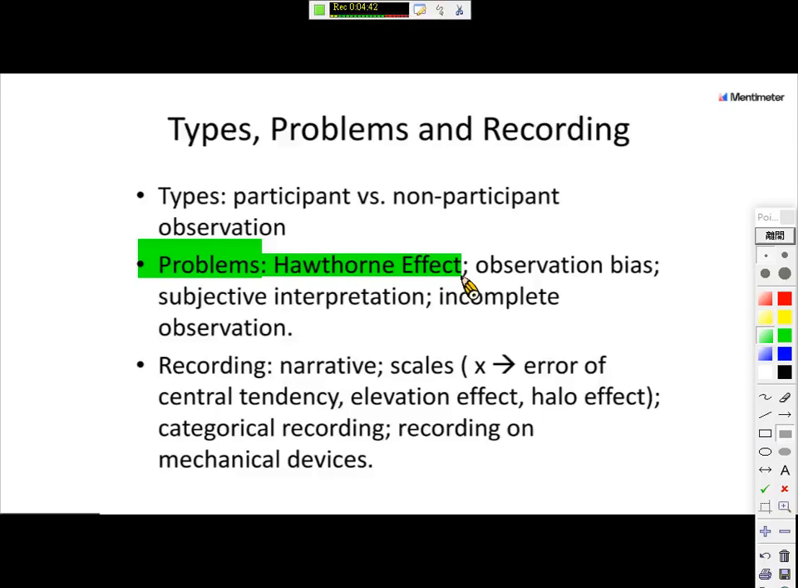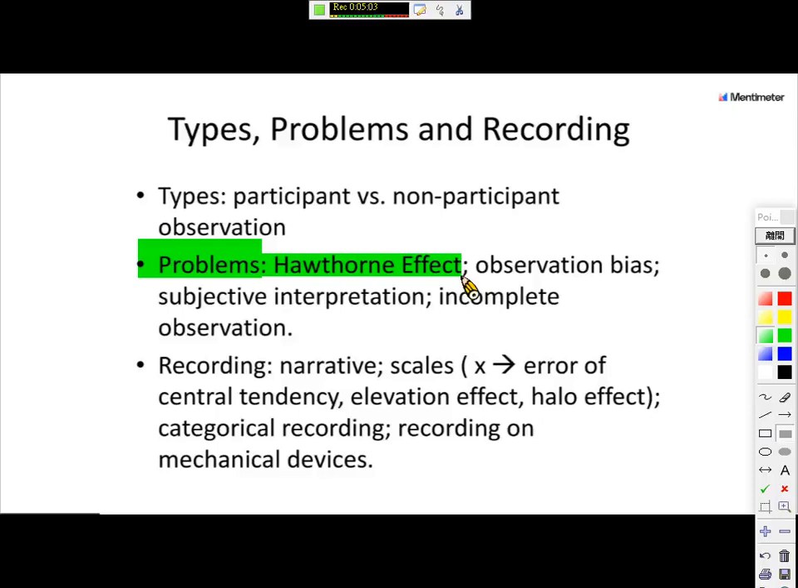And also incomplete observation. Remember, I just said that I need to go through the process systematically, right? But gradually, the observer gets tired and just skips it 1 or 2 times. That would be a kind of incomplete observation. So all of these problems can happen.